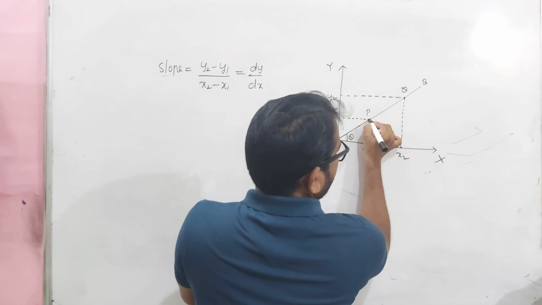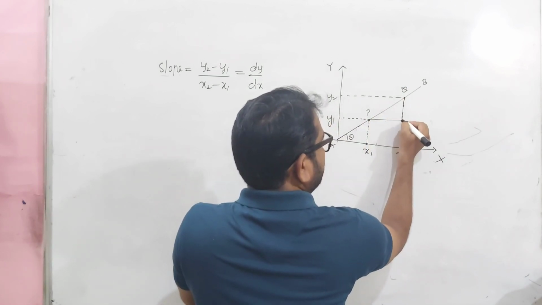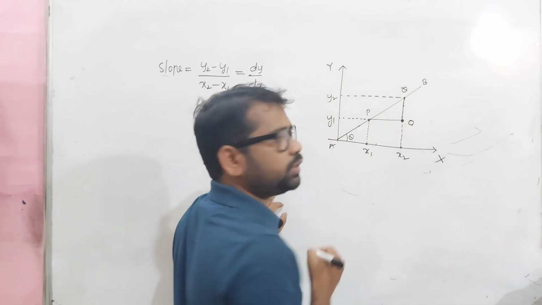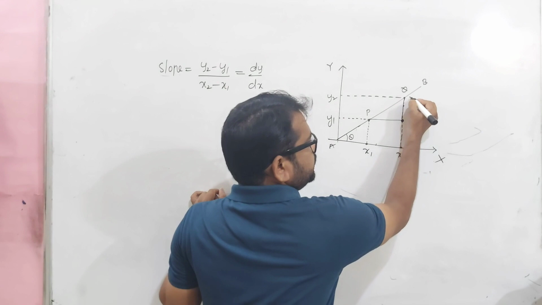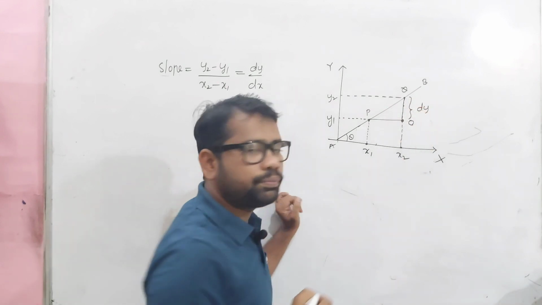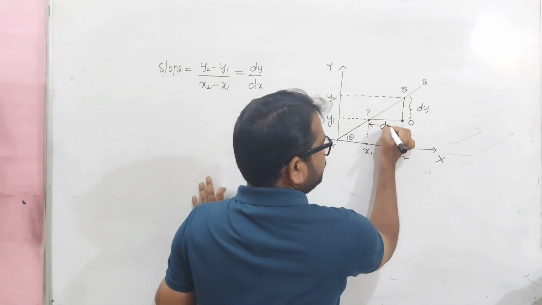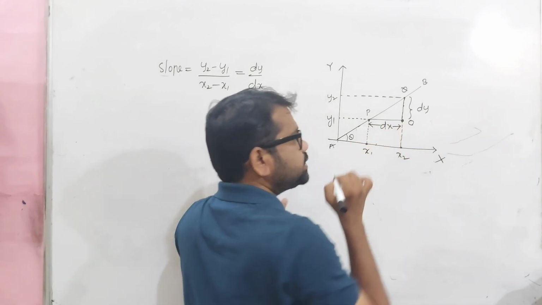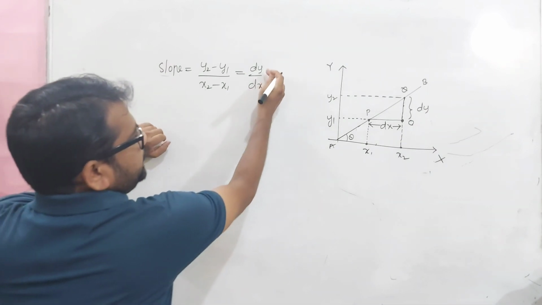So, from here we can make one triangle. Let us say the points are P, Q, and this point is O. In this graph, dear children, this will represent dy because it is the change in y value, whereas this will represent the change in x value, that is dx. This is a very important thing to understand. Means what here? dy by dx.